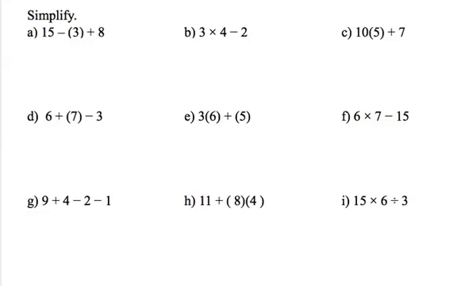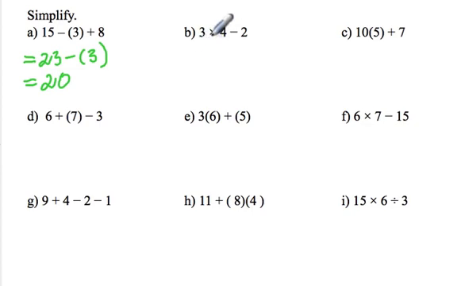Simplify. Question A. We've talked before that there are different ways of doing these kinds of questions, and one is where you collect the positive terms first. So 15 plus 8 is 23, and now we're going to subtract the 3, and that equals 20.